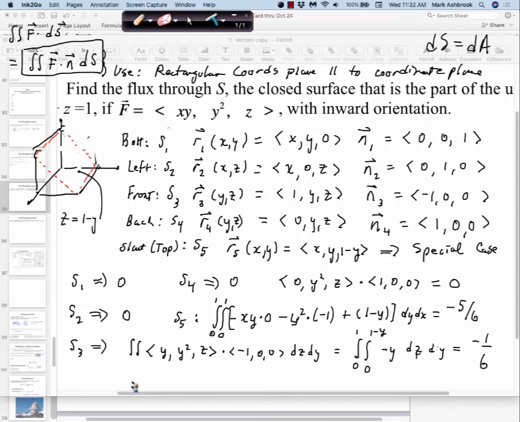And so therefore the flux inward through S is negative 1. You're going to add them all up, right? So we're just going to add up all the net flux through all the 5 sides. And we only have 2 non-zero. We got the negative 1/6 from side 3, which was the front. And then the negative 5/6 through the slanted top, so negative 1.